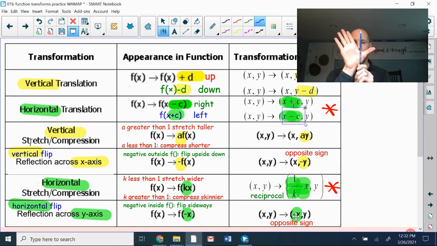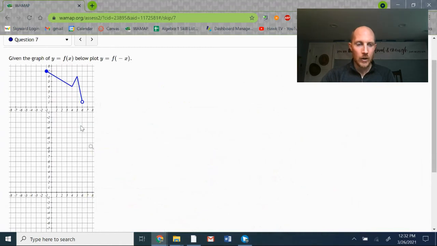Shoop. Anything that was on the left will end up on the right. Anything that was on the right is going to end up on the left. So this first point here is at -1, 7. I'm going to change the sign of the x coordinate. So it'll be +1, 7. So on my new graph, +1, 7, click.